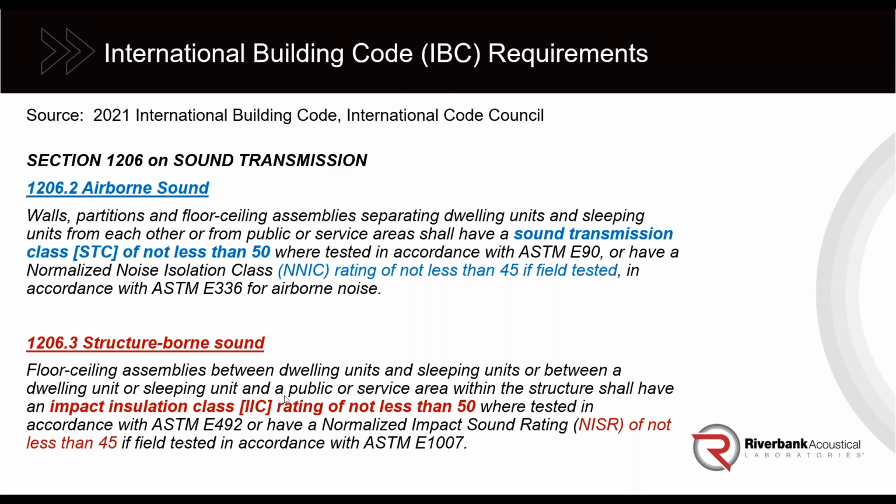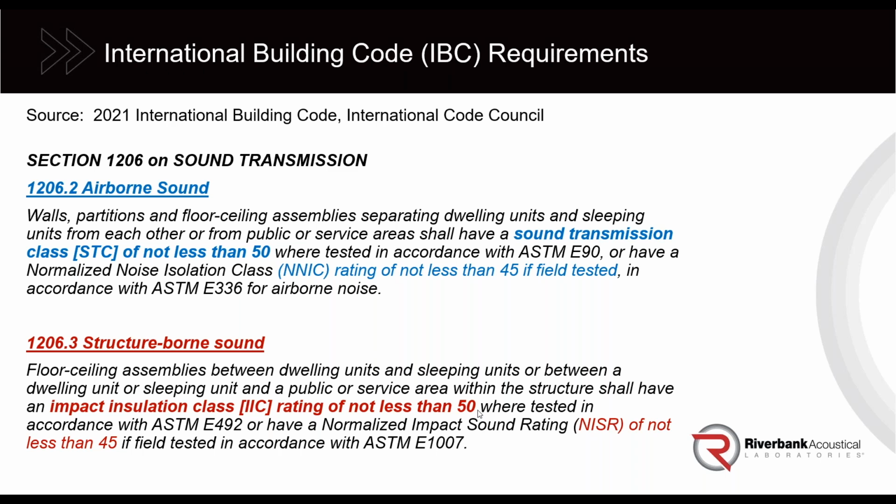And then impact sound insulation, IIC 50, and similarly, they allow 5 points flexibility for the NISR, which is the field alternative. It should be noted that these ratings, STC 50 and IIC 50, even though this is the building code requirement, should really be seen as a minimum acceptable performance for multifamily housing. This is not soundproof, this is not high quality, this is, we did the minimum and we got STC 50.